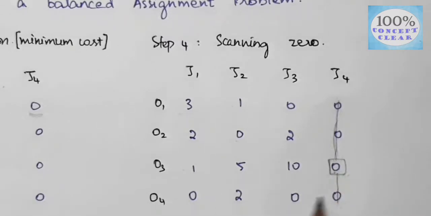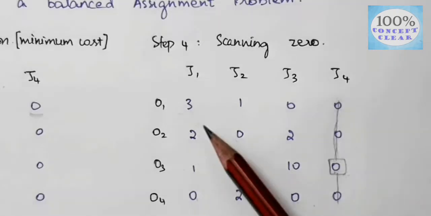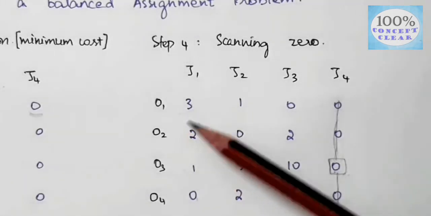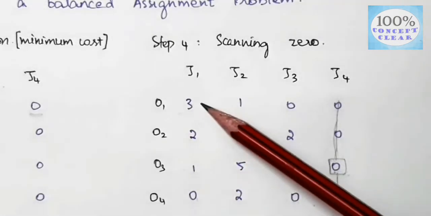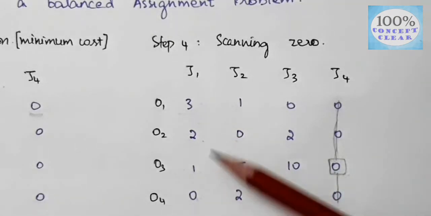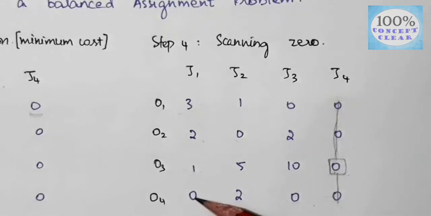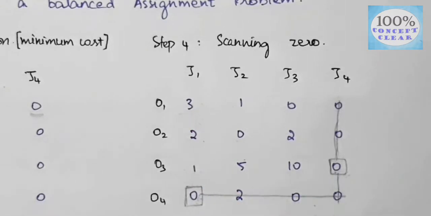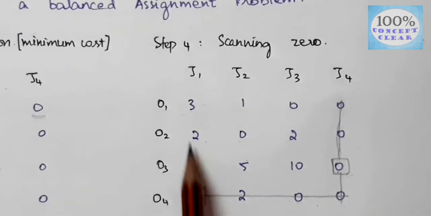So now check the fourth row. In the fourth row, 0, 2, 0. Here we have 2 zeros. So also skip that row. Now we have completed the rows. Now do the same in the columns. Check the first column. 3, 2, 1, 0. Here we have 1 zero. So we can mark that zero. So we marked this column wise. So we can cancel row wise.